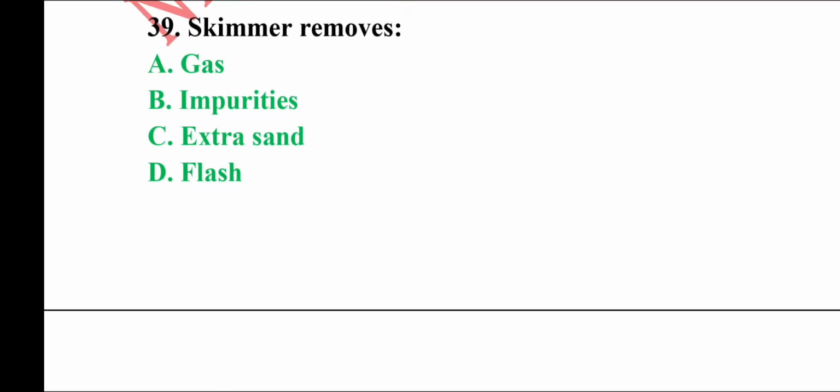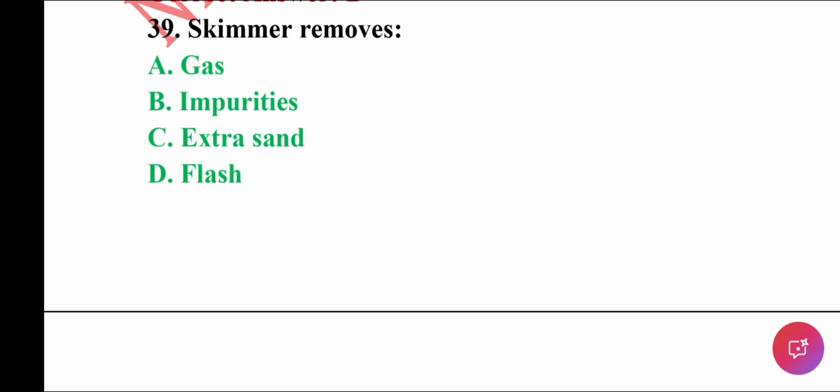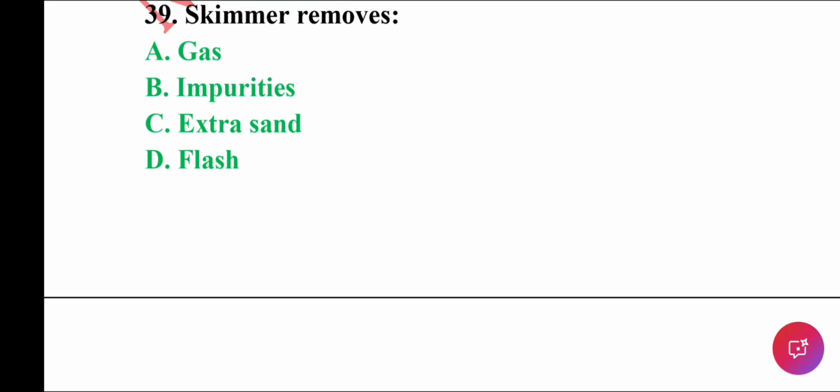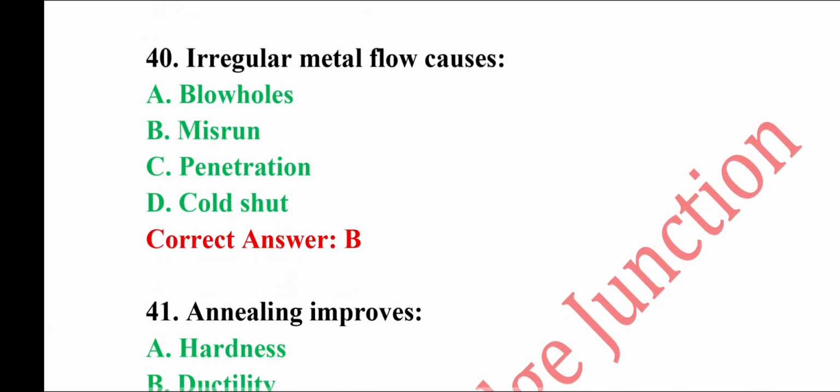Question number 39: a skimmer removes gas, impurities, extra sand, or flash. The correct answer is B, that is impurities. Question number 40: irregular metal flow causes. The options are blowholes, misrun, penetration, or cold shut. The correct answer is misrun.